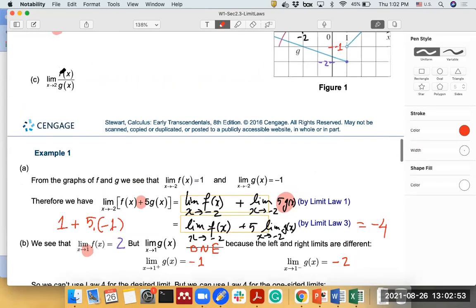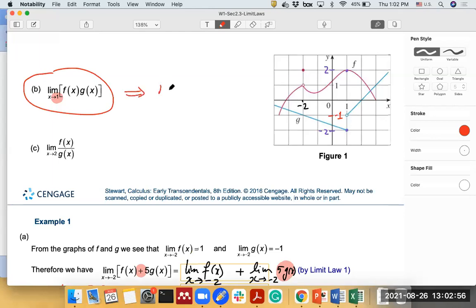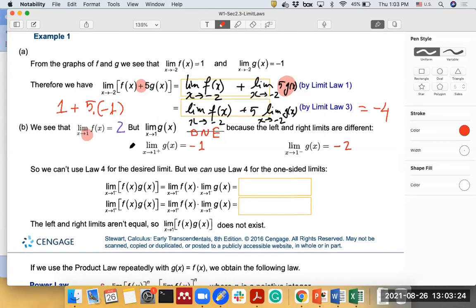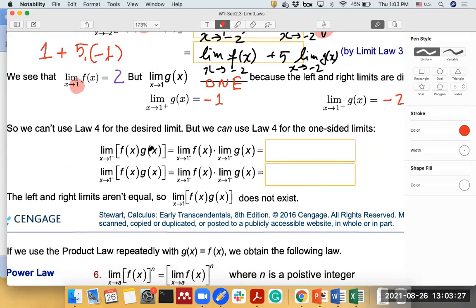It means this limit does not exist as well, right? Since the limit when x approaches 1 of g of x does not exist. Okay? But we can compute the left-hand limit of this product. Since the left-hand limits of these functions exist, then we can compute it.